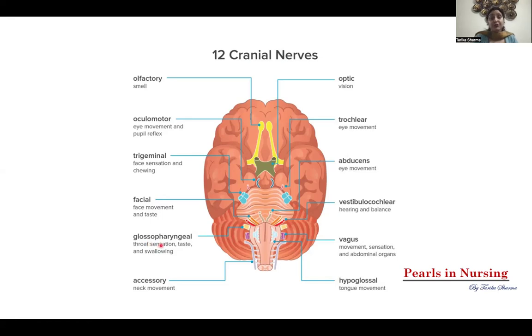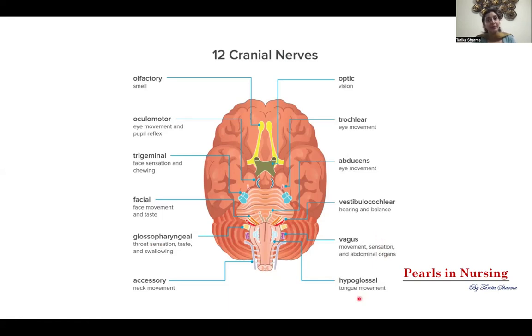Then we have the glossopharyngeal nerve, which is responsible for throat sensation, taste, and swallowing. Then we have the vagus nerve, which is responsible for movement and sensation in the abdominal organs. Then we have the accessory nerve, which is responsible for the movement of the neck. And then we have the hypoglossal nerve, which is responsible for tongue movement.